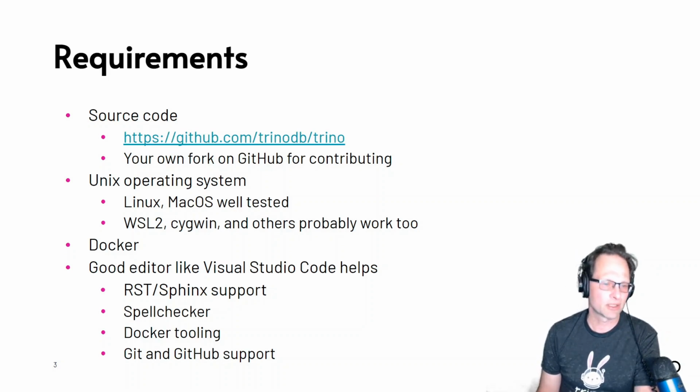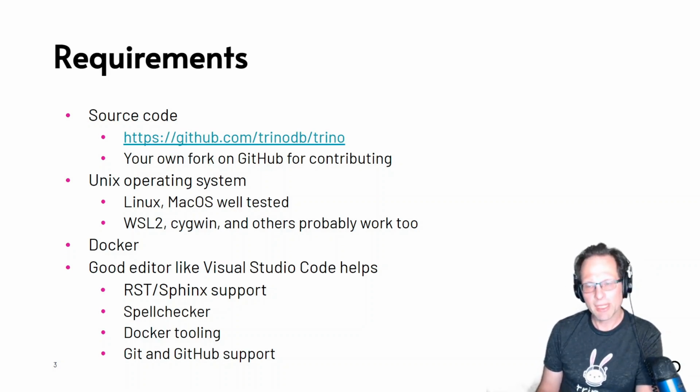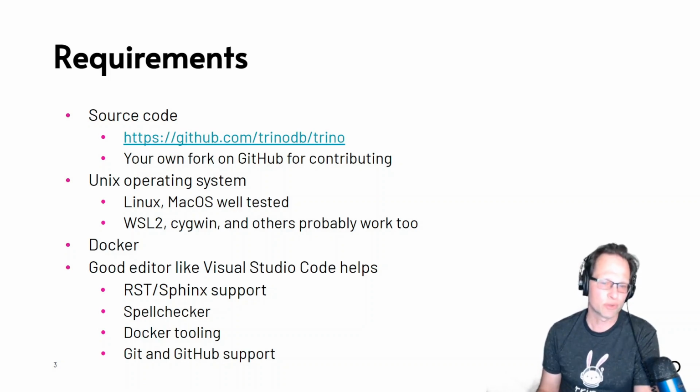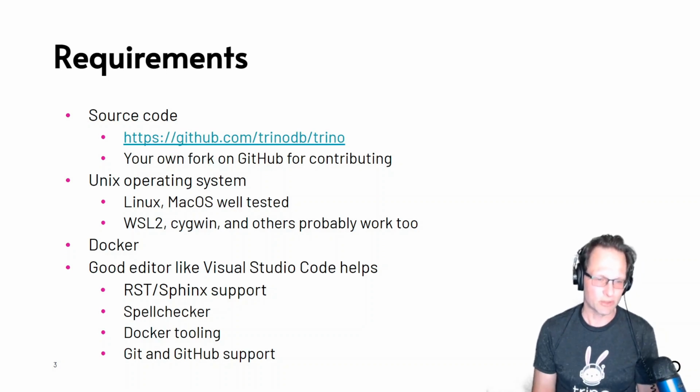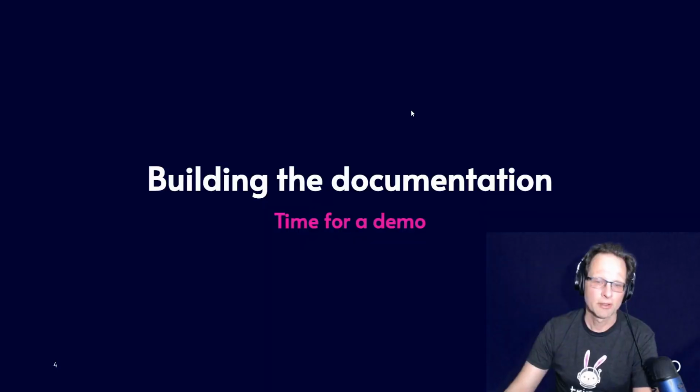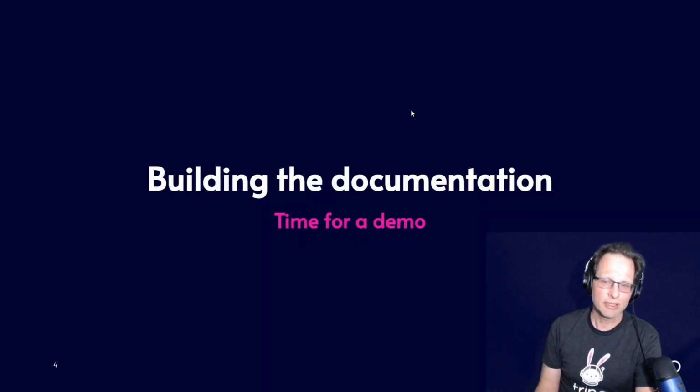Specifically, what you are actually going to need is Docker. And preferably a good editor like Visual Studio Code or whatever you prefer to edit text files. It has ideally RST/Sphinx support, a spell checker, maybe some Docker tooling, and even Git and GitHub support. But ultimately, you can write with whatever you like, as long as it can produce nice, clean text files. Now, building the documentation is really a straightforward process, and I'm going to show you.